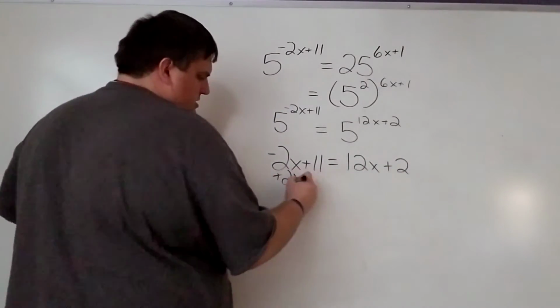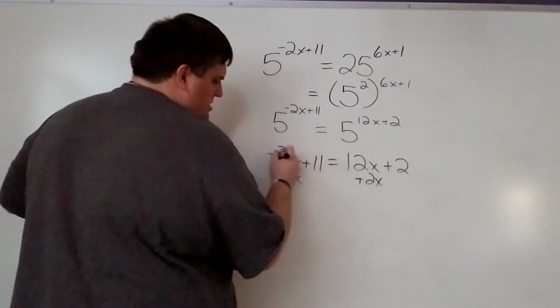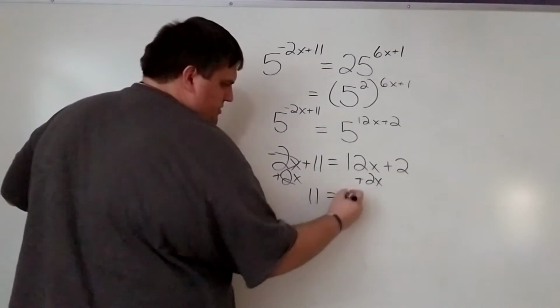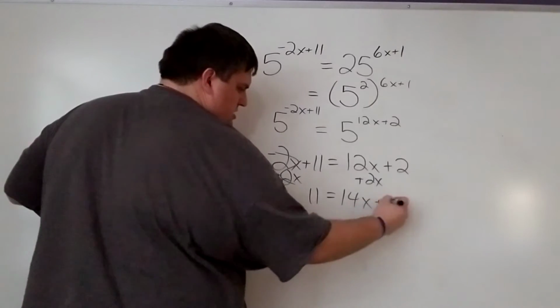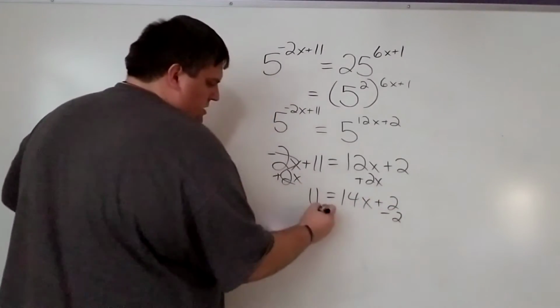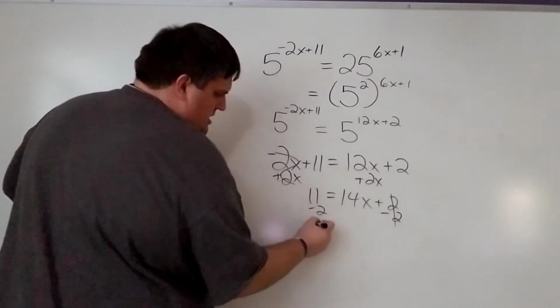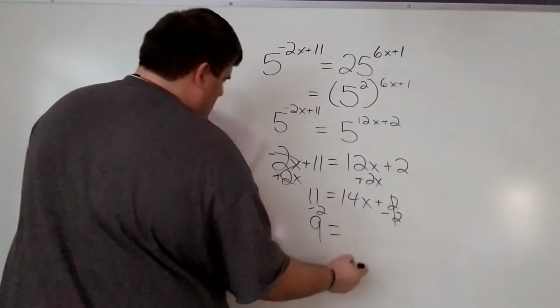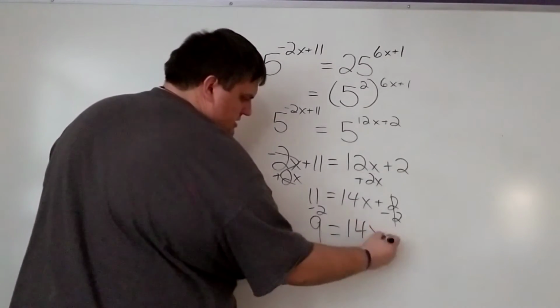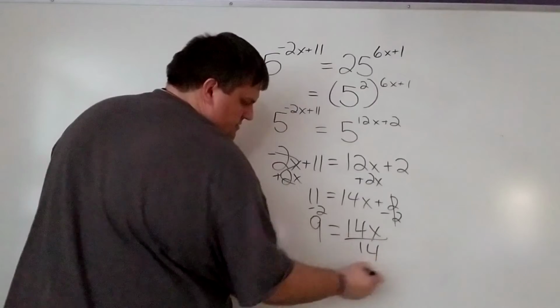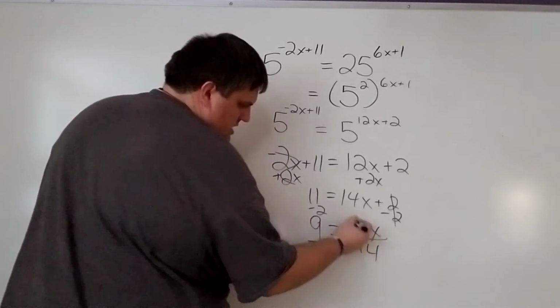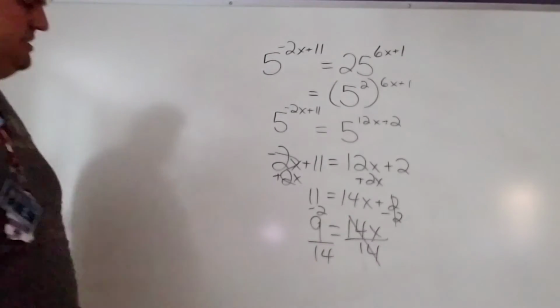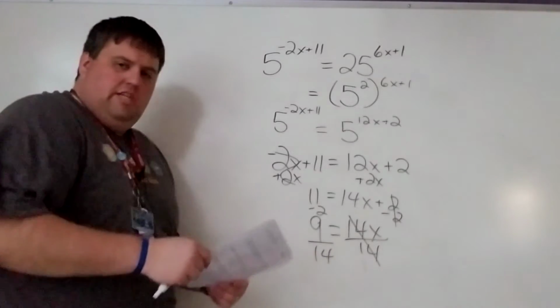Add 2x. 11 equals 14x plus 2. Minus 2 from both sides. Looks like 9 equals 14x. And then divide by 14. Nothing simplifies with 9/14, so we'll just leave it 9/14.